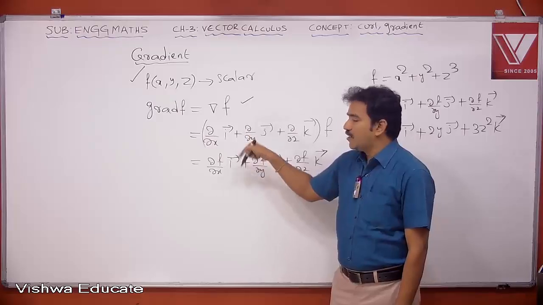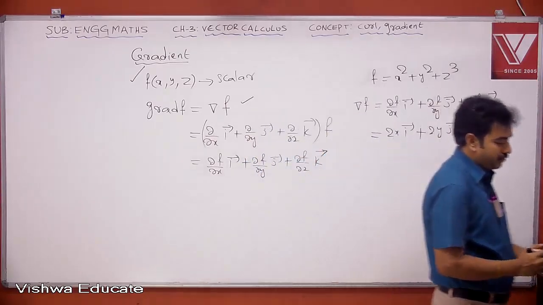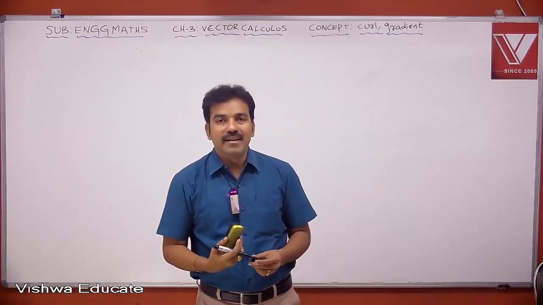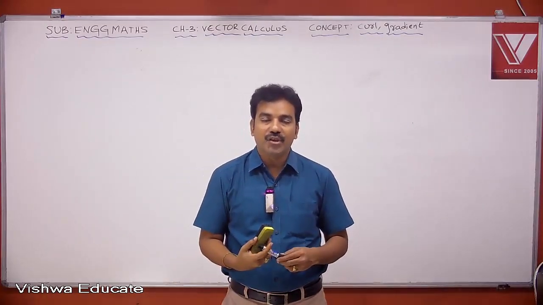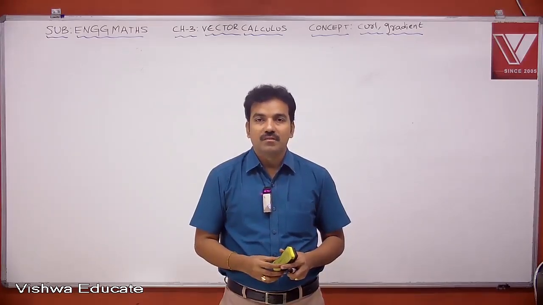So continue these two lines followed by this example. Note, the gradient of a scalar is a vector.